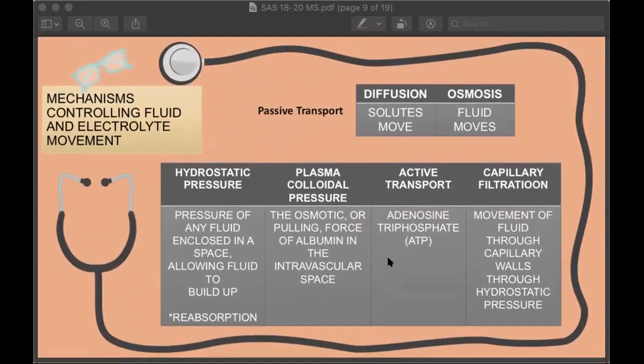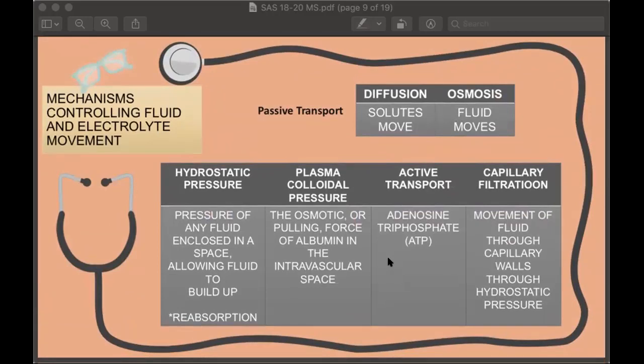Mechanisms controlling fluid and electrolyte movement. So we have the passive transport first. We are all aware of the meaning of diffusion and osmosis already. We've learned this one many times. What I want you to remember is that in diffusion the solutes move, while in osmosis, the fluid moves.